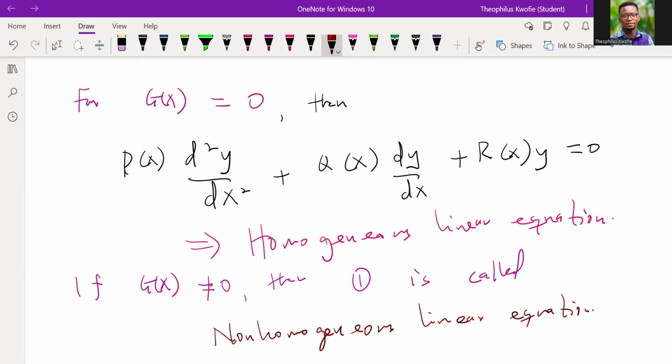Then we claim that their linear combination, okay, so linear combination I will explain as we move along, also forms a solution. If solution y1 and solution y2 are solutions of the homogeneous linear equation or the non-homogeneous linear equation, then their linear combination will also be part of the solution. Okay, so let's move to a theorem.